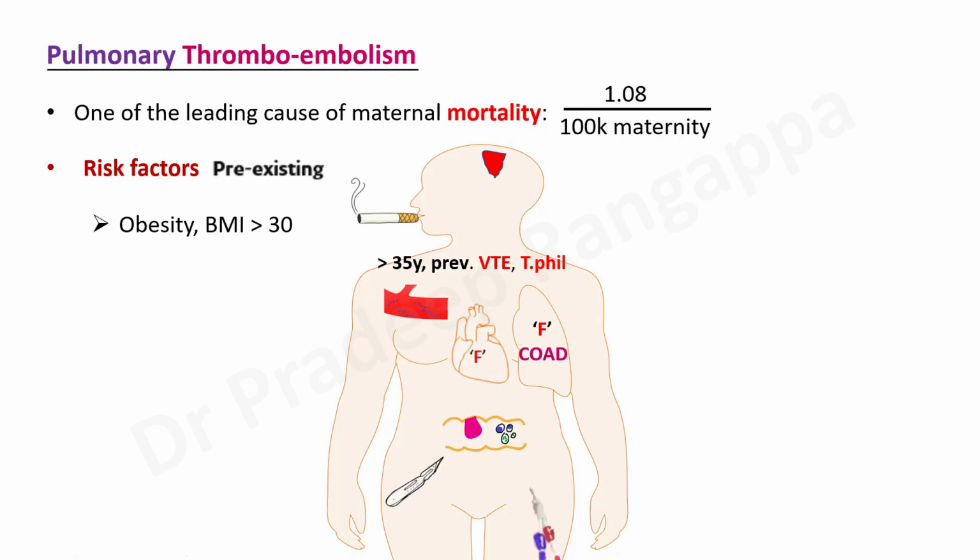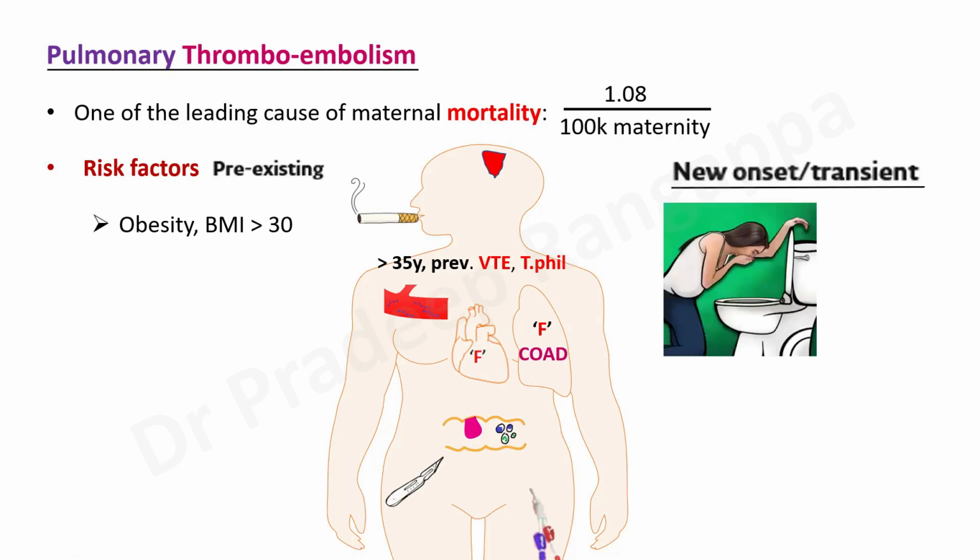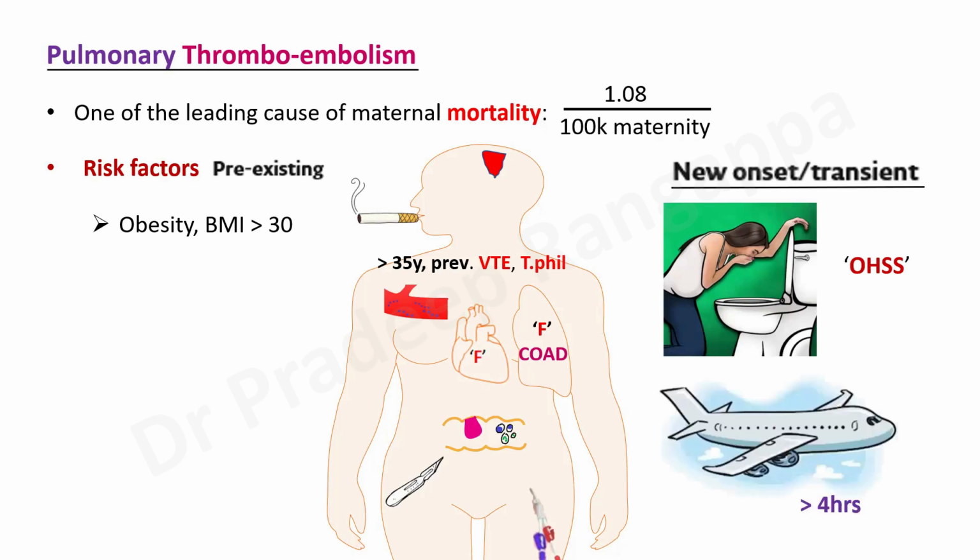Someone who has had abdominal surgeries, or someone with catheters in the femorals, all of these become risks for pulmonary thromboembolism. Someone with hyperemesis, because of the large volume loss, also carries a risk of pulmonary thromboembolism, as does someone with ovarian hyperstimulation syndrome. All these are some of the risk factors for pulmonary thromboembolism in pregnancy.